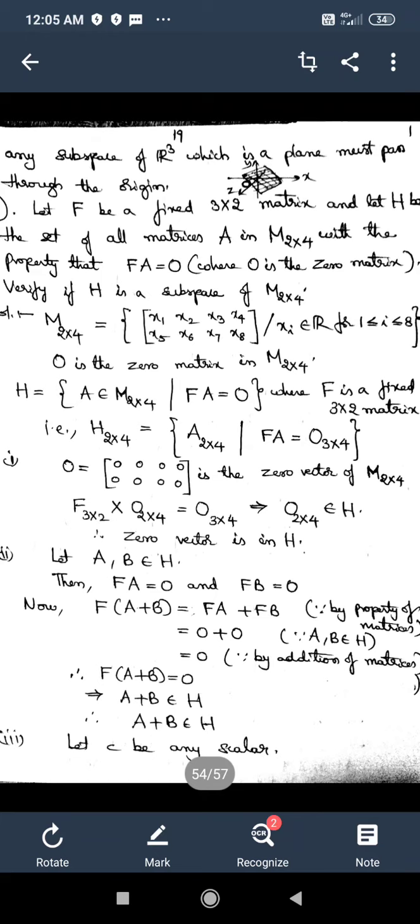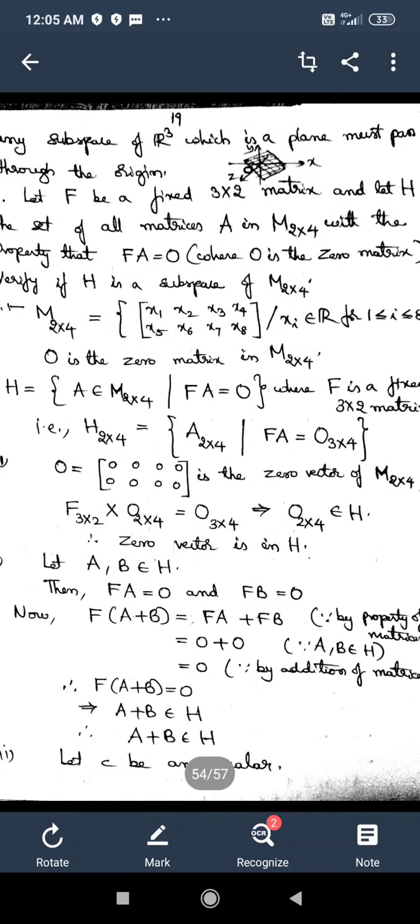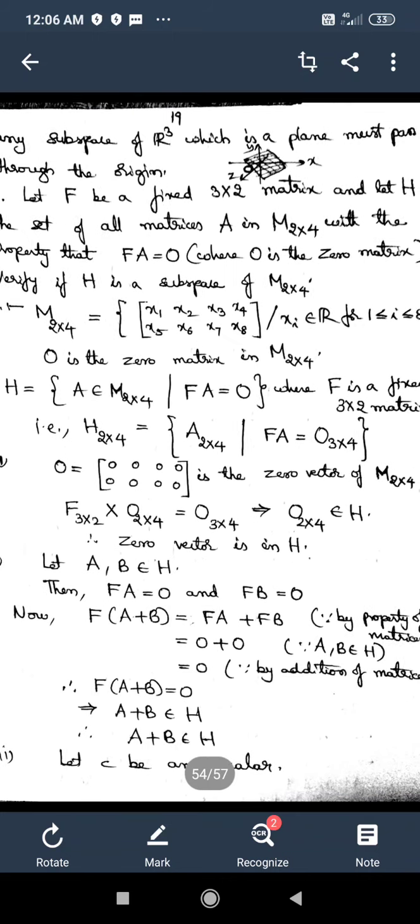Now, by mentioning the condition FA is equal to O, we can define the set H in notational form like this: H is equal to the set of A belonging to M2x4, all those matrices of M2x4 which satisfy the condition FA is equal to O will lie in the set H. So H is defined as the set of A belonging to M2 by 4 such that FA is equal to O, where F is a fixed 3 by 2 matrix as given in the problem itself.